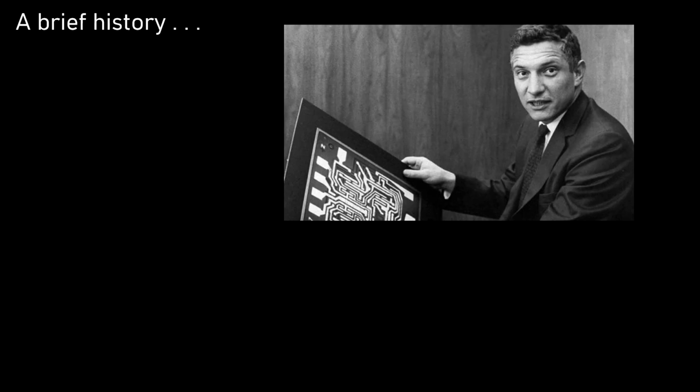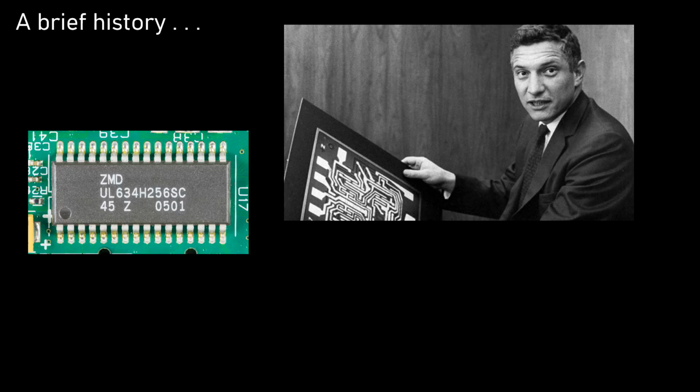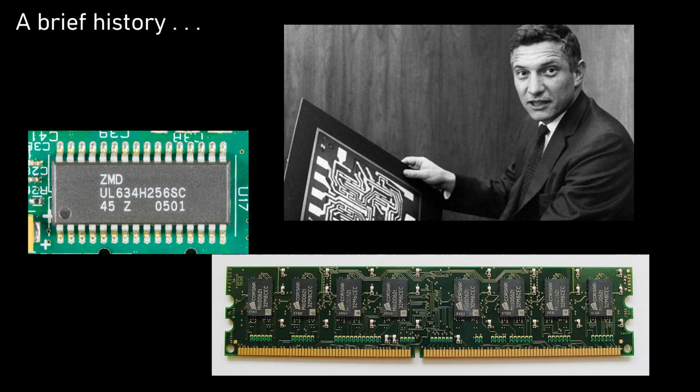The invention of the integrated circuit in 1958 and the silicon implementation of the integrated circuit revolutionized memory technology, leading to the development of semiconductor memory. In the early 1960s, static random access memory, or SRAM, was introduced based off of semiconductor technology. In 1968, Robert Dennard invented dynamic random access memory, or DRAM.